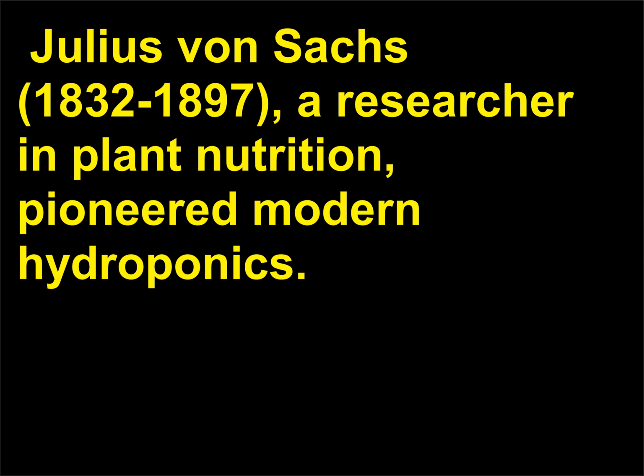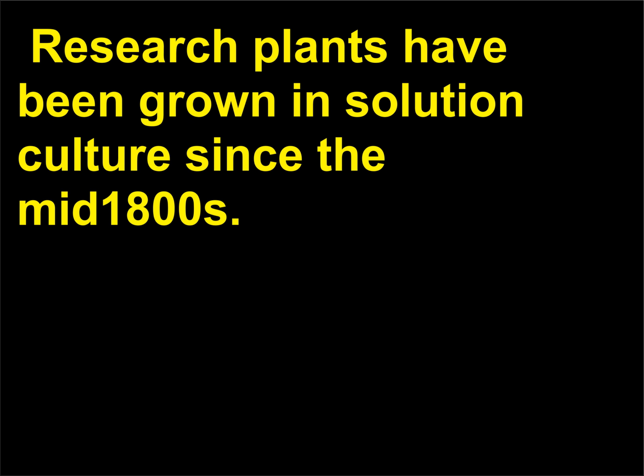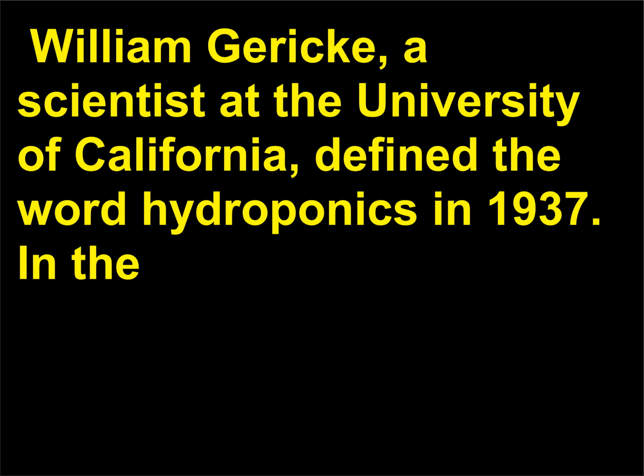Julius von Sachs, 1832-1897, a researcher in plant nutrition, pioneered modern hydroponics. Research plants have been grown in solution culture since the mid-1800s. William Garrick, a scientist at the University of California, defined the word hydroponics in 1937.